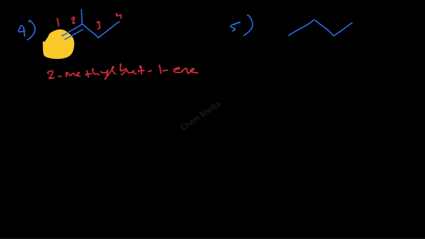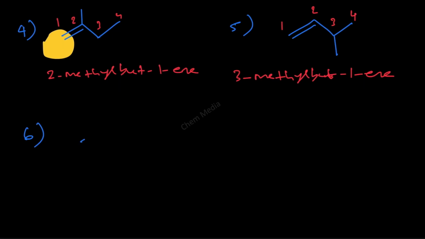1, 2, 3, 4, double bond at 1 position, but methyl group at 3 position. 1, 2, 3, 4, and this is 3-methylbut-1-ene. Once again, geometrical isomerism is not possible because this is also a terminal alkene. And then number 6, we can write 2-methylbut-2-ene. 1, 2, 3, 4, and then a double bond at 2 position, and then a methyl group at 2 position.